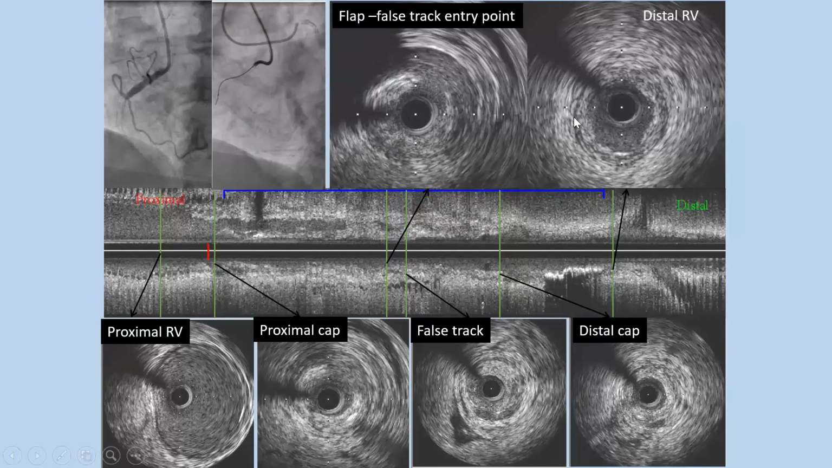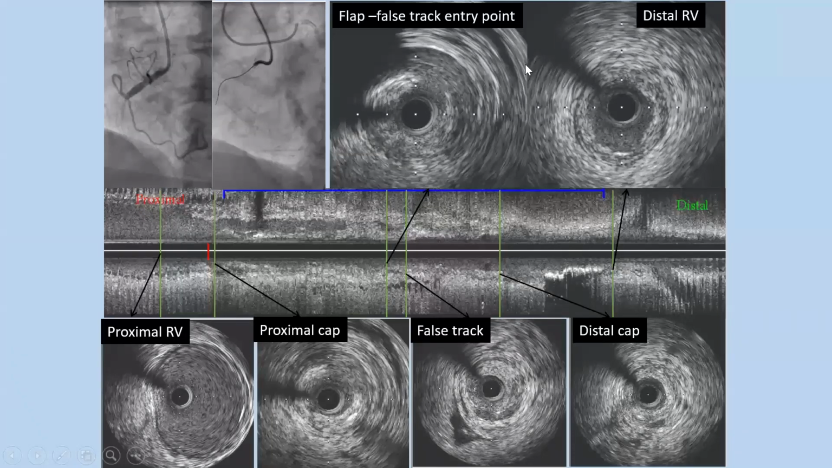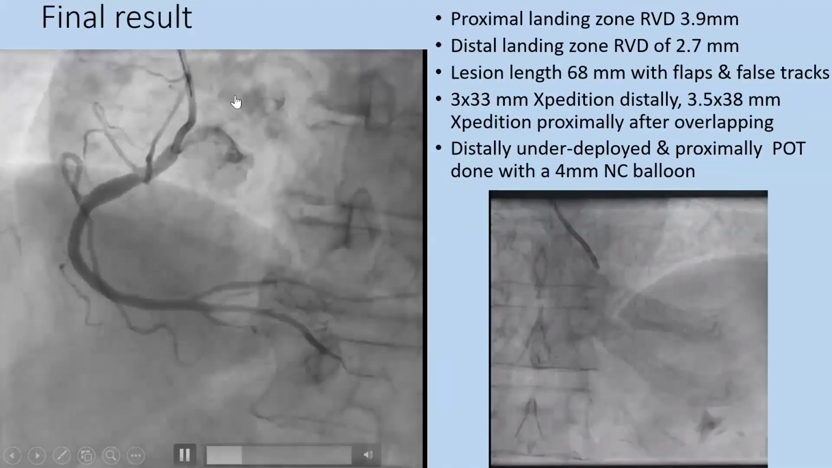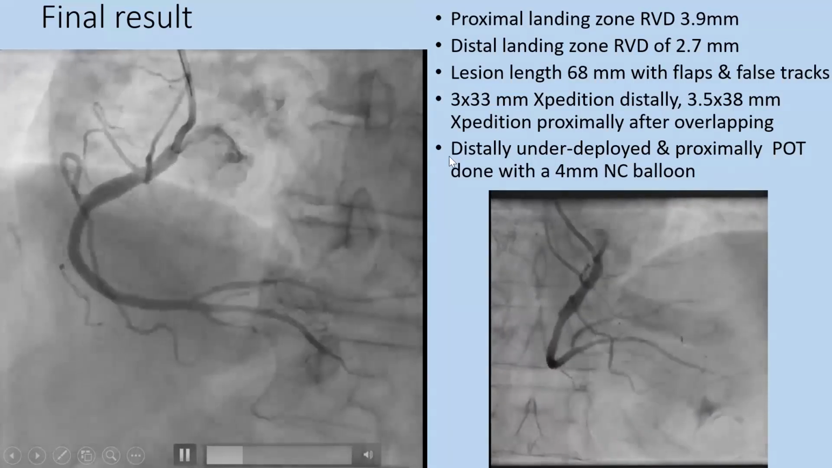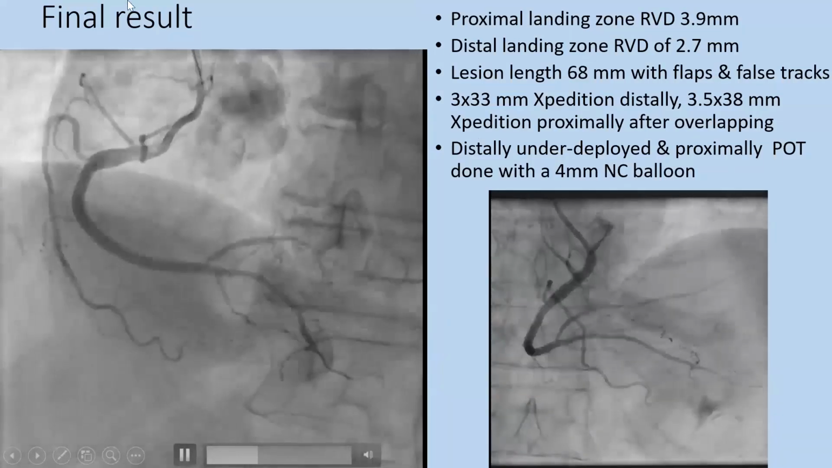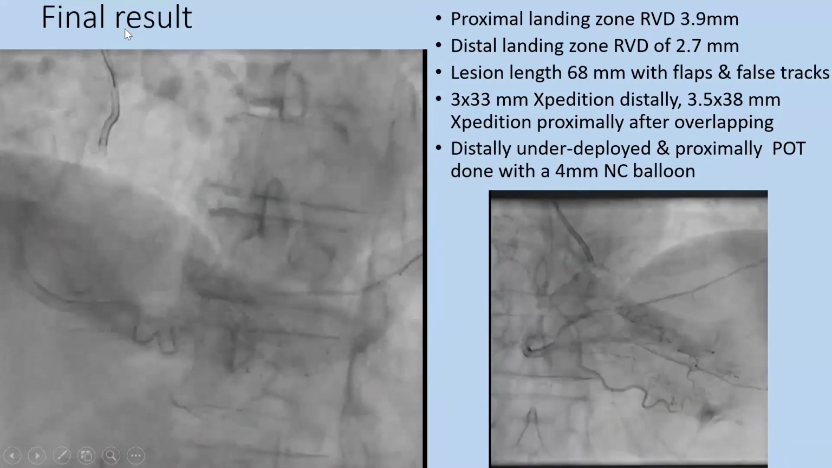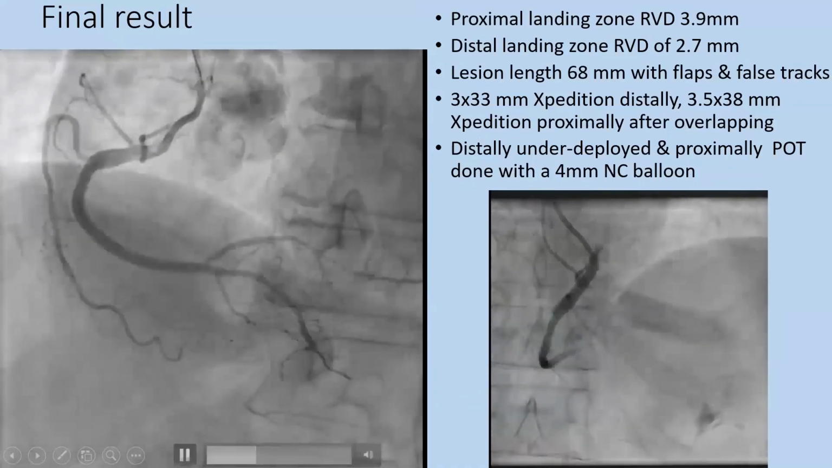Now what we do is we use a Gaia 2 wire, we remove it and reintroduce a wire into the true lumen. And here we have crossed. This is the part where we cross from the false lumen to the true lumen, and then we go into the distal true lumen. We also identify the true reference diameter in the proximal segment, the distal segment, and the landing zone. Depending on that, the diameter and length of the stent is selected based on the IVUS, and two stents were placed overlapping, and this is the final result. IVUS really helped in this case to get into the true lumen.